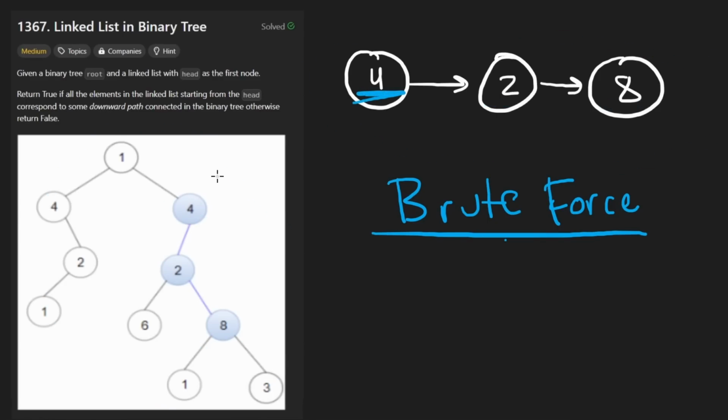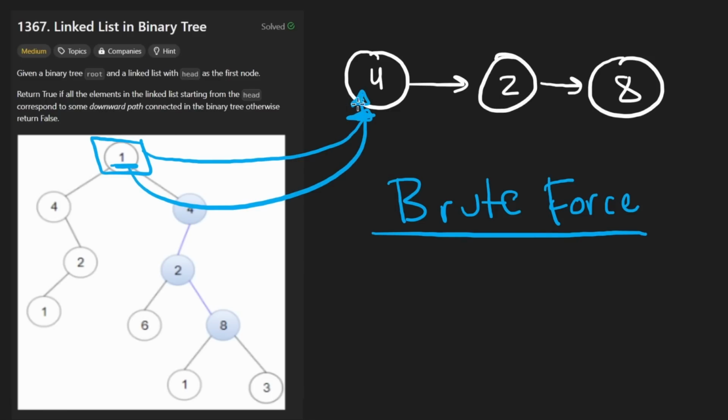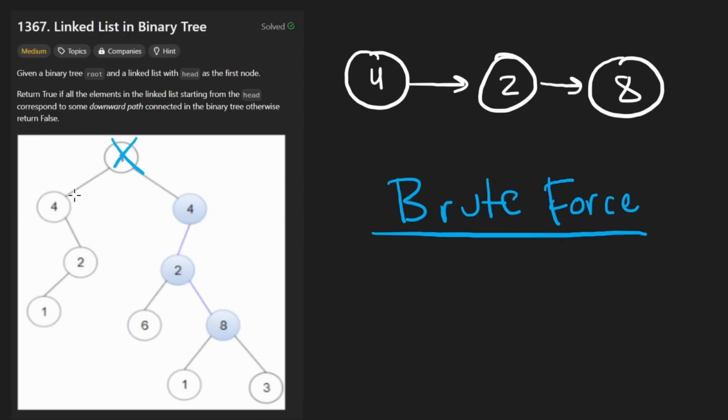So what we want to do, the brute force would involve starting at every single node. Like every single node should be considered as the head of the list. Now, clearly, 4 here is not the head. So we can't really consider it as the beginning. So we have to skip this. And then we would do the same thing, perhaps with the left child and see, okay, maybe this is the head. And we would do the same thing with the right child. Okay, maybe this one is the head.